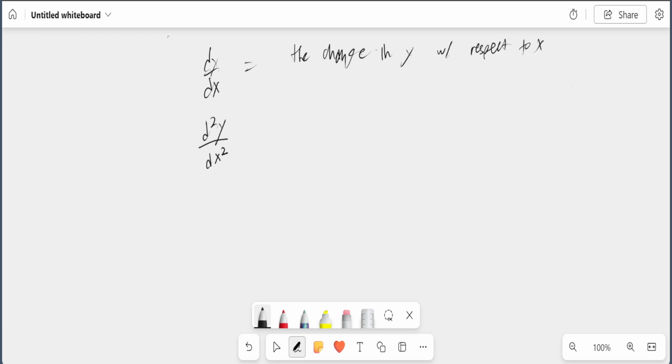But don't ask me why we put the square here and the square here. I honestly have no clue why. But anyways, d squared y over dx squared is the change in dy/dx with respect to x.